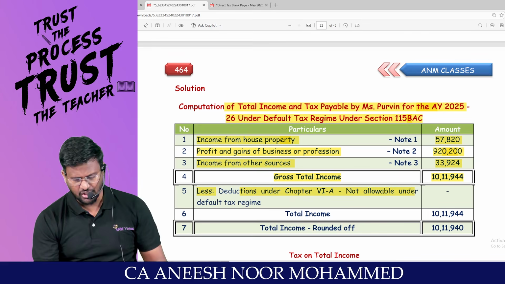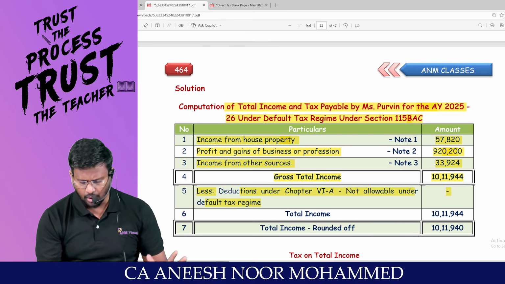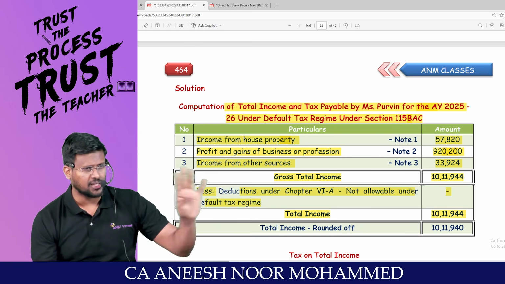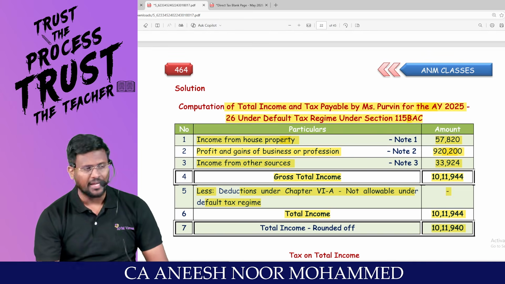Chapter 6A deduction. Now we are traveling through the default tax regime. There is no question at all. So your total income will be 10,11,944. Last number is 4. That 4 rupees put it off. It will be rounded off to 10,11,940.